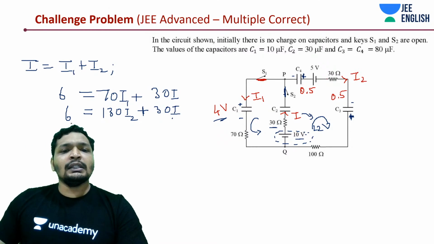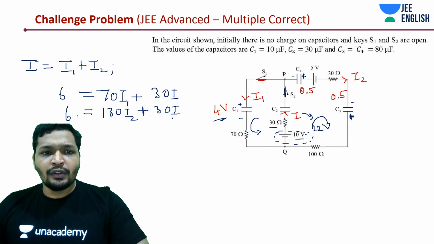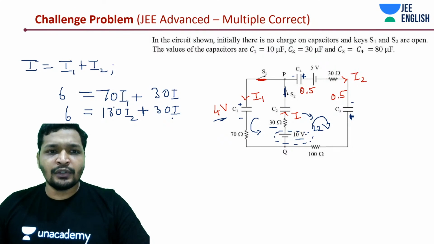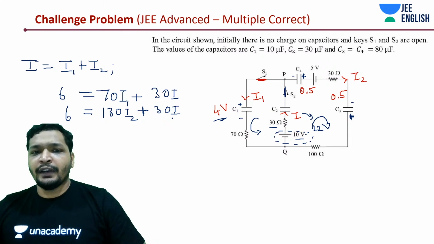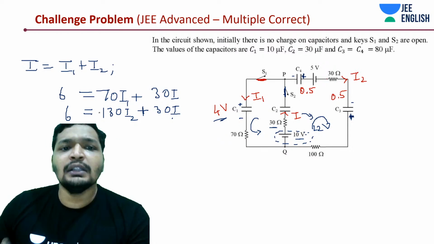So I think the equation is even simpler than we thought. We can write down I1 and I2 in terms of I, and you can find out the answer. It's this simple.